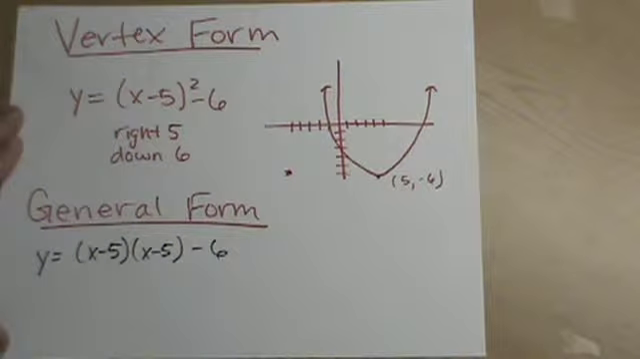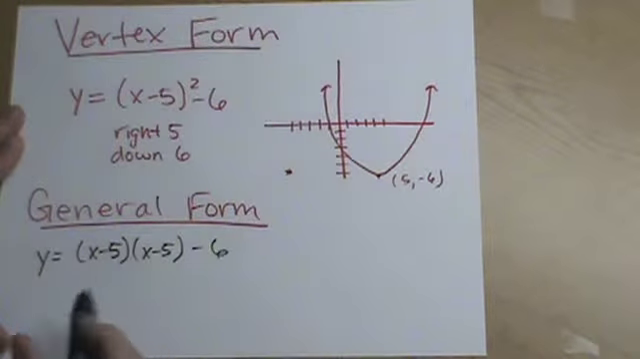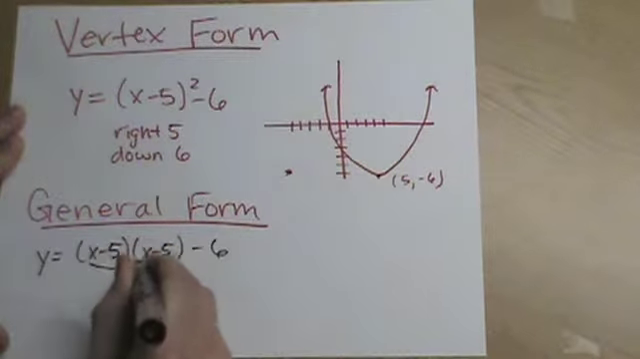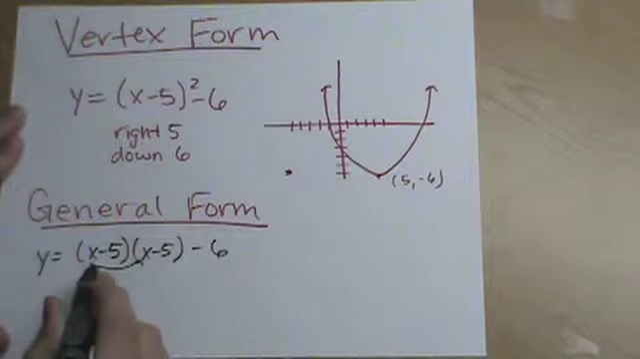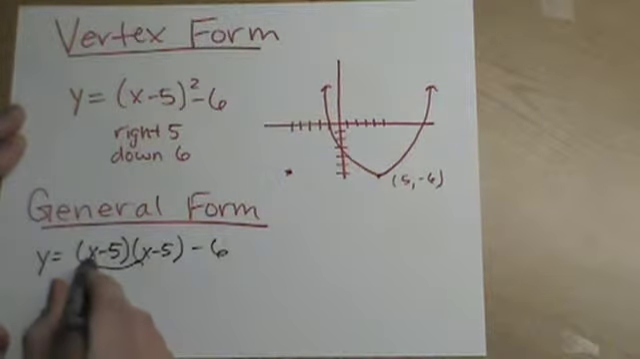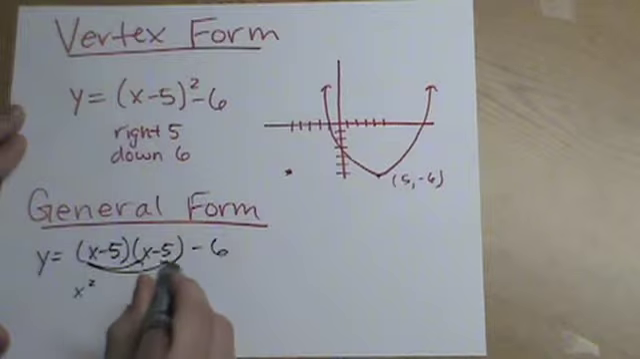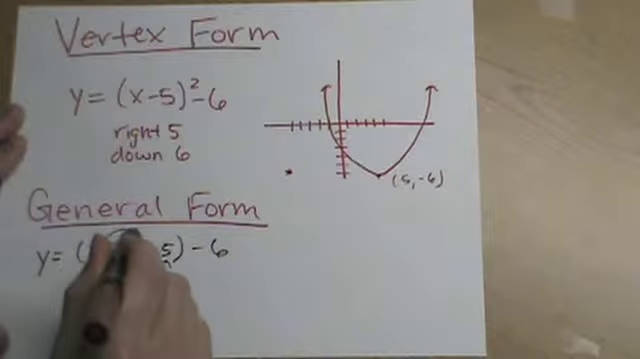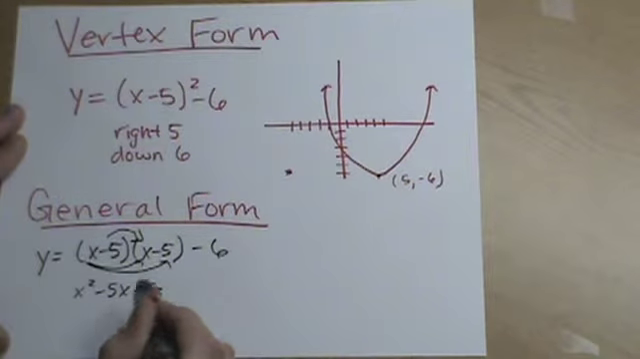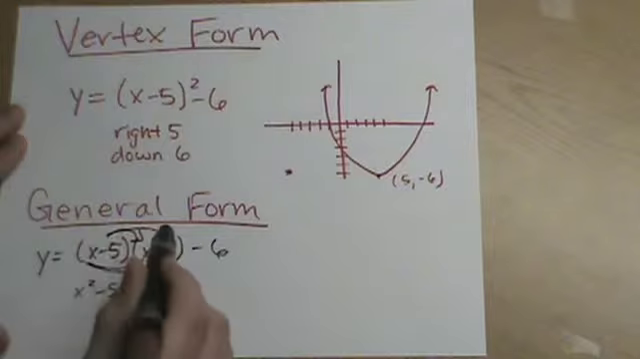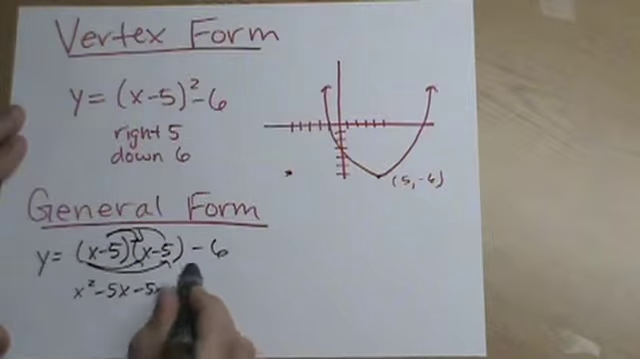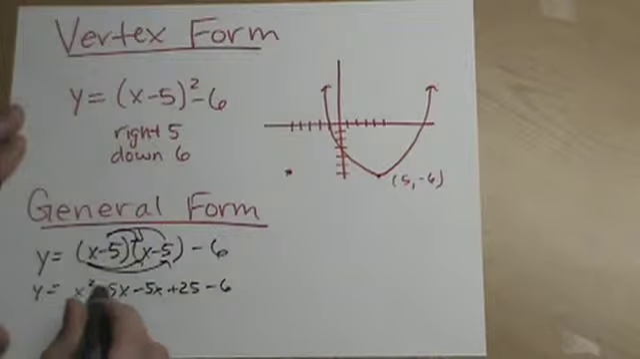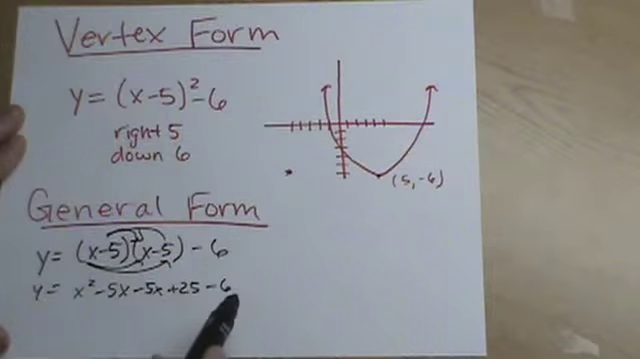Now, we just learned the foiling method, so use the foiling method right here. We would have our firsts, which would be x squared. We would have our outsides, which would be negative 5x. We would have our insides, which would also be negative 5x. And we'd have our lasts, which would be plus 25. And then you have this negative 6 along with it. So this is y equals x squared minus 5x minus 5x plus 25 minus 6.